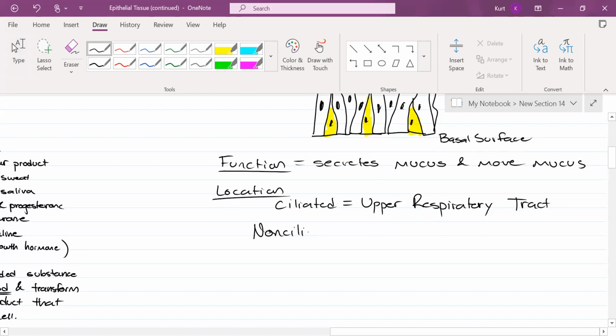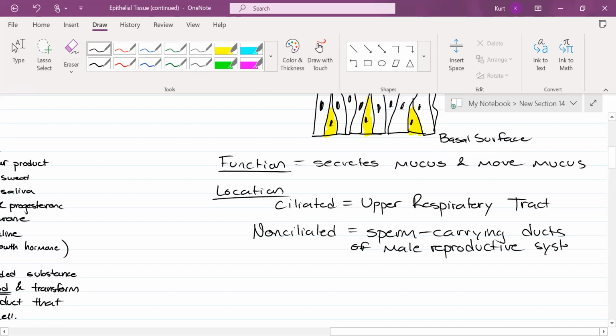If it's non-ciliated, it's going to be in the sperm-carrying ducts in the male anatomy. Yes? I thought simple columnar epithelium, the non-ciliated. It's going to be in here too because they're so similar. Okay.